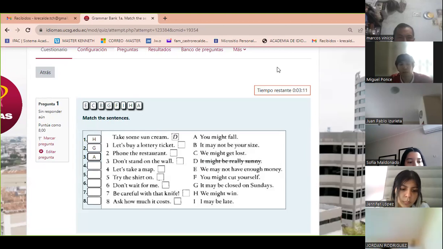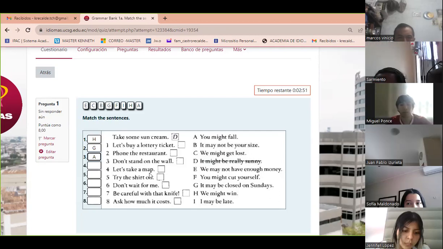Number 4. Let's take a map. We might not have enough money. Are you sure, my love? We might get lost. That's perfect. Yes, it's letter C. Thank you, honey.